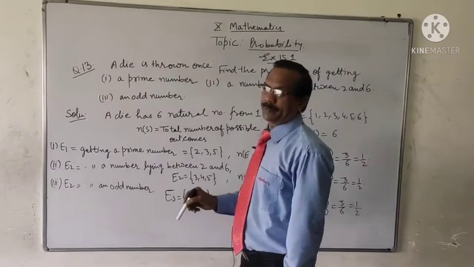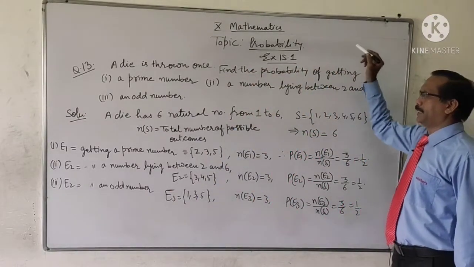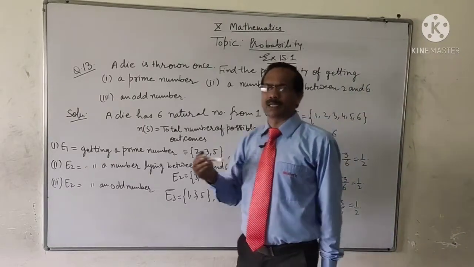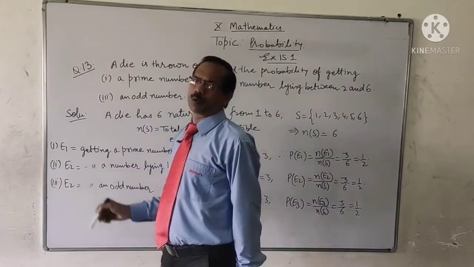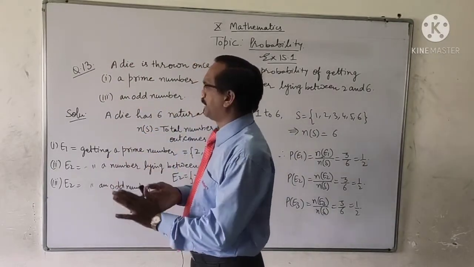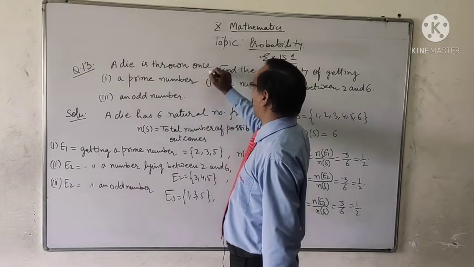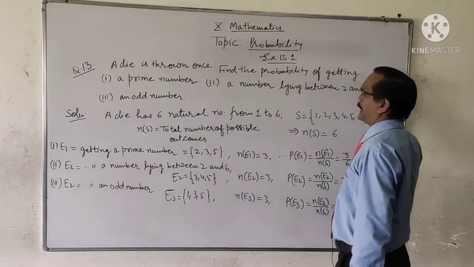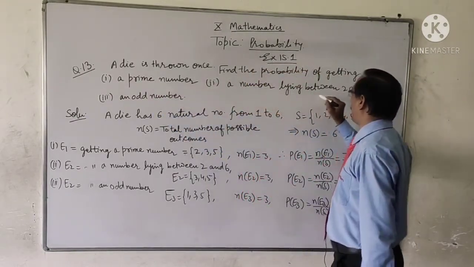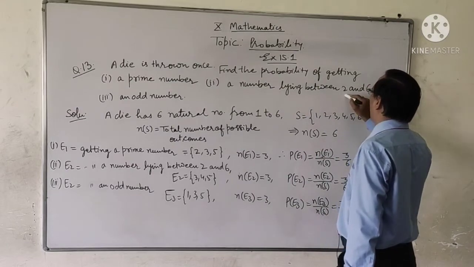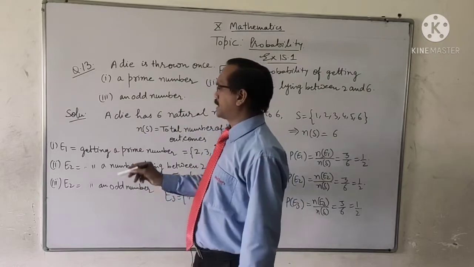Question number 13. Students, let's continue the topic probability. Here we have discussed the basic concept already, and let us come to question number 13. It is one of the simple and important questions. Here a die is thrown once. Find the probability of getting: first part, a prime number; second part, a number lying between 2 and 6; third part, an odd number. Now let us see the solution.